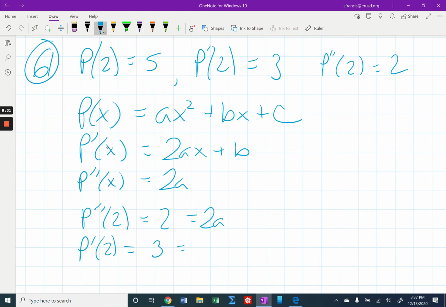So I'm going to plug 2 in for x here. We're going to get 4a plus b, but you just found what a is equal to here. Plug that in, solve for b. And then do the same thing with p of 2 is equal to 5. I'll let you do the rest. You're going to plug 5 in for x here. You're going to plug in your a's and your b's, and you're going to solve for c.